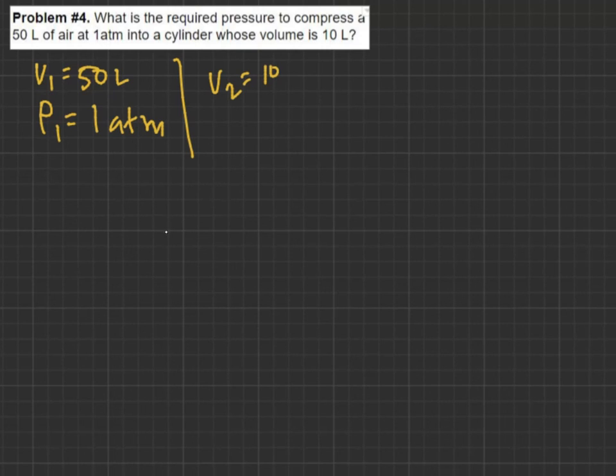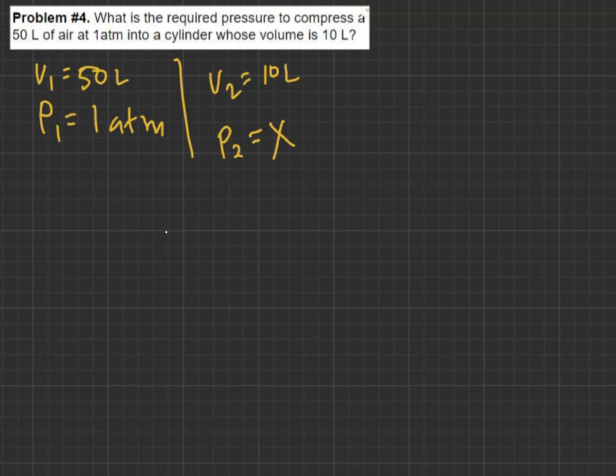Right, problem number 4, another Boyle's law. What is the required pressure to compress 50 liters of air at 1 atmosphere into a cylinder whose volume is 10 liters? So the given here are the following: V sub 1 is equal to 50 liters. Pressure 1, or the initial pressure, is 1 atmosphere, right? And then volume 2 is 10 liters. So pressure 2 is our unknown, right?